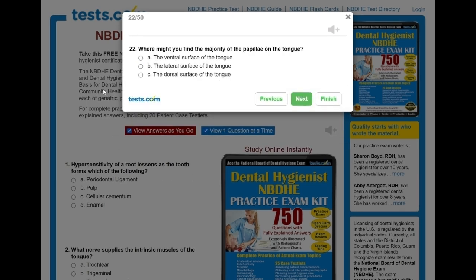Question 22. Where might you find the majority of the papillae on the tongue? A. The ventral surface of the tongue. B. The lateral surface of the tongue. C. The dorsal surface of the tongue.